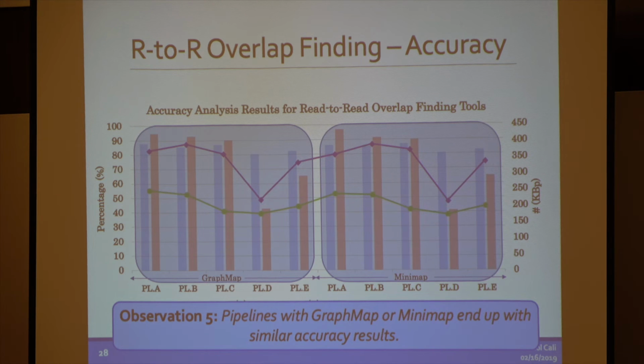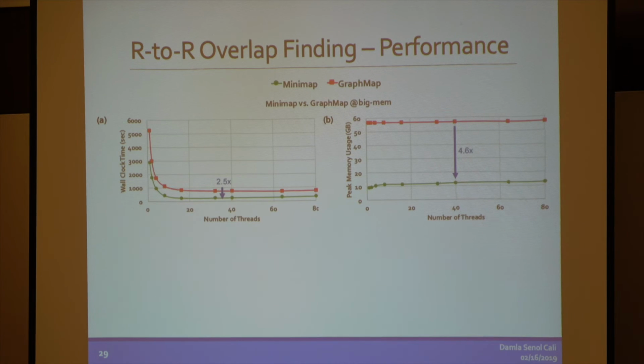The pipelines with GraphMap or Minimap end up with similar accuracy results. So which tool we picked for this step doesn't have any effect on the accuracy results. However, we cannot say the same for the performance results. So when we look at the right-hand side, the memory usage, and the left-hand side, wall clock time, and one quick note, we could not run GraphMap on the desktop server because of its high memory usage. That's why we can only show the results in BigMem.